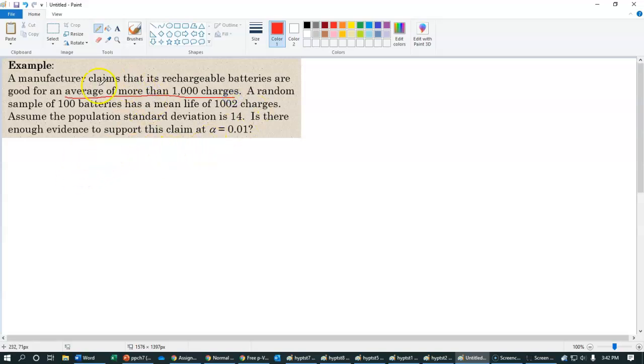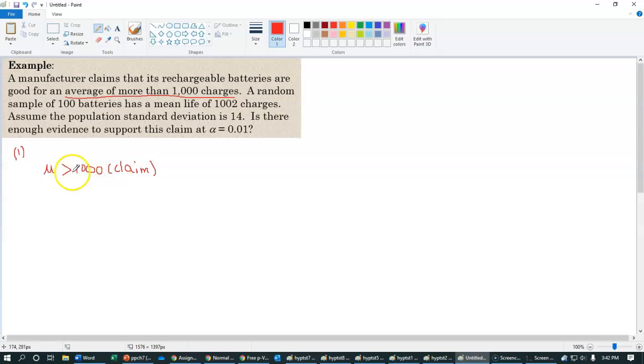Since that is my claim in words, my first step is to translate the claim from words into math. Average is the mean. We're working with the population mean, so mu. More than means greater. 1,000, and I'm going to put in parentheses the word claim. Okay, that's my first step.